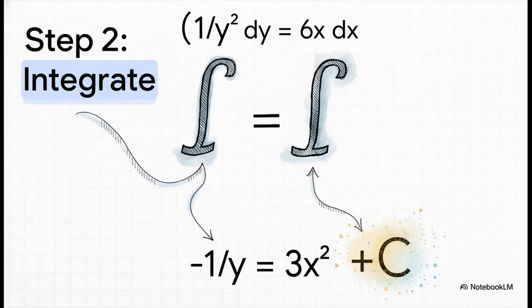Now for step 2, integrate. We're going to integrate both sides. So the integral of 1 over y squared, well, that's y to the negative 2, which becomes negative 1 over y. Easy enough. The integral of 6x is 3x squared. And this is super, super important. The second you're done integrating, you slap on that plus C, the constant of integration. You only need one, and we usually just stick it on the x side.